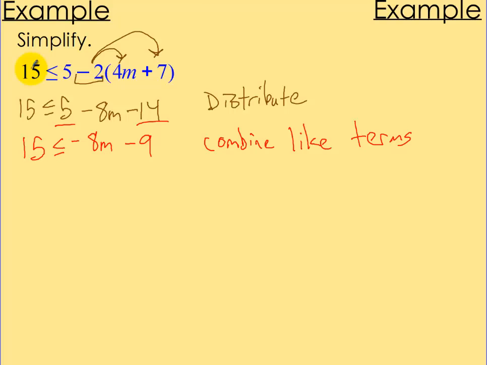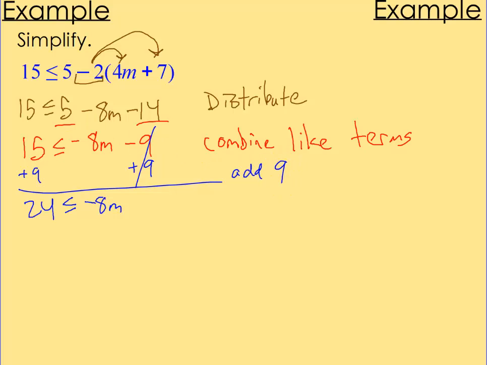Next step, to isolate the m, which is still my goal. I want to get rid of this minus 9, so I'll do plus 9 on both sides. If you do that, those cancel. I'm left with negative 8m, and 15 plus 9 is 24. And we did this by adding 9. And your next step, well, I don't like the negative 8 multiplied by the m, so I divide by negative 8 on both sides.